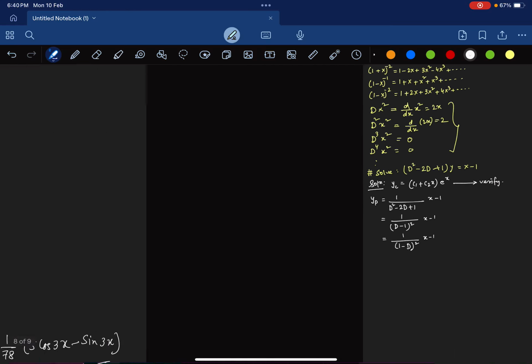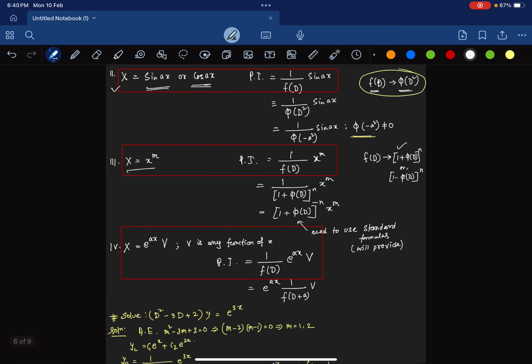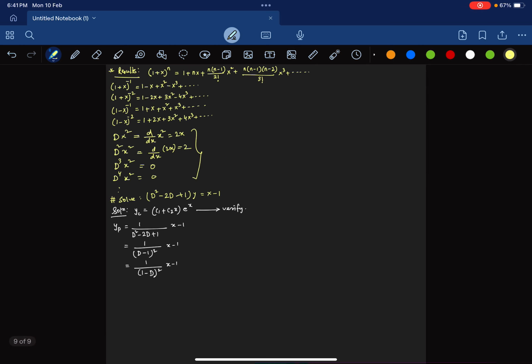See, our target is what? Just go back to the previous slides. Our target is to convert into this form, that means either 1 plus phi of D whole power n or 1 minus phi of D whole power n. Okay, so this is our target. So exactly this thing we are going to adopt here.